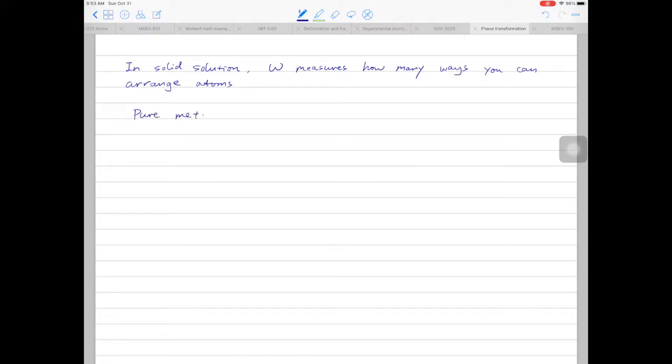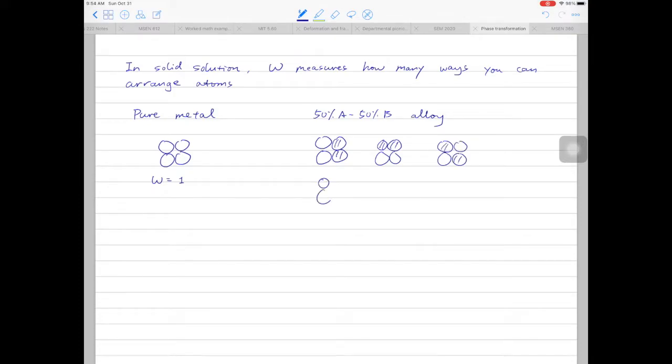Let's look at a super simple example. For a pure metal, assuming we have only 4 atoms, you only have one way to arrange the atoms like this. If you have an alloy system with 50% A, 50% B, if you have only 4 atoms, then 2 are A and the other 2 are B. In this case, how many ways can we arrange these atoms? Let's draw them out. Here, you have 6 ways to arrange the atoms, so the system has 6 configurations.